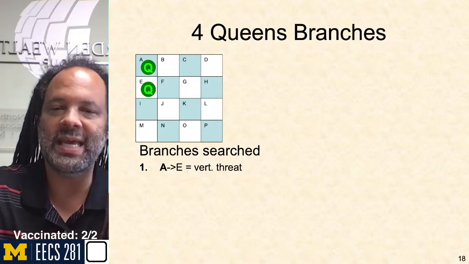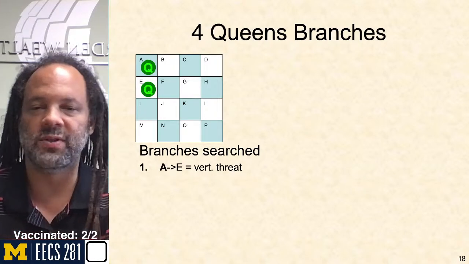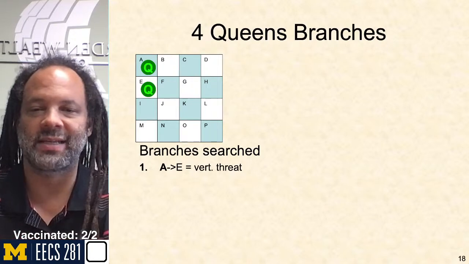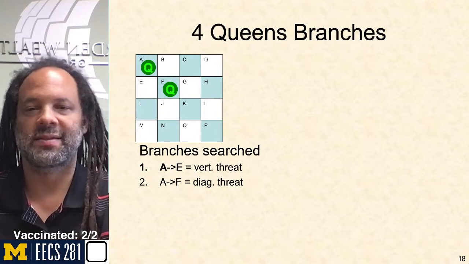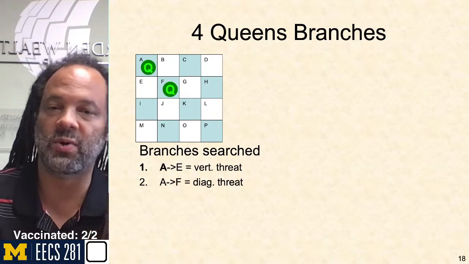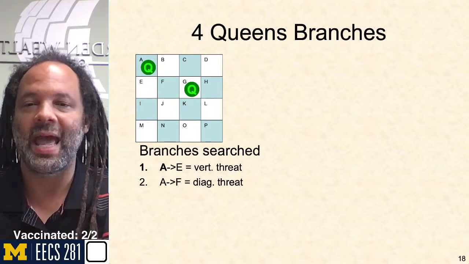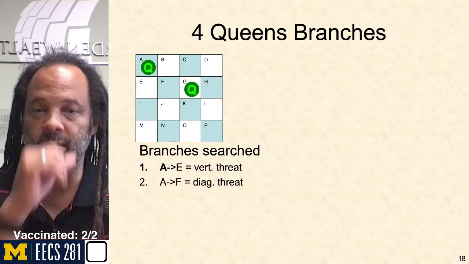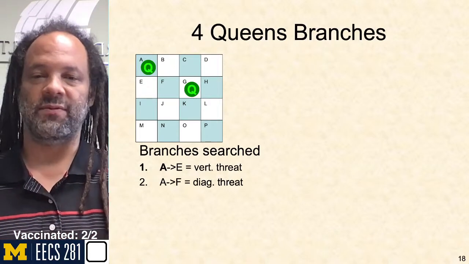As I go to E, I find a vertical threat. That's me trying to put something in the 2nd row, 1st column. There's 1 branch investigated. So now if I move over and say A to F, well, this is 2nd row, 2nd column being threatened by 1st row, 1st column because it's a diagonal threat. So I'll try something new. How about A to G? That looks good. I have no threat here. We saw this in our previous investigation of 4 queens.